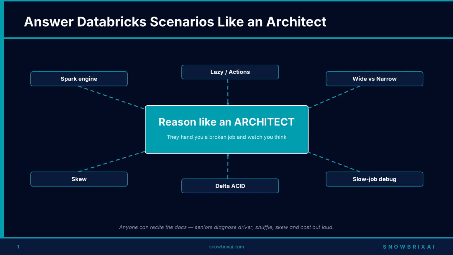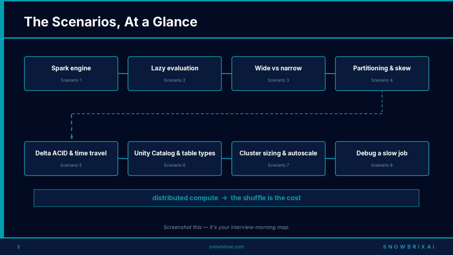In this lesson, every scenario gives you three things: the mental model, the proof in code, and the follow up they ask next. Let me show you how to reason like an architect. Take a look at the map for today. 8 scenarios and they build on each other. We start with the engine, then lazy execution, then wide versus narrow operations, then skew, then delta and ACID, then governance, then cluster sizing, and finally debugging a slow job.